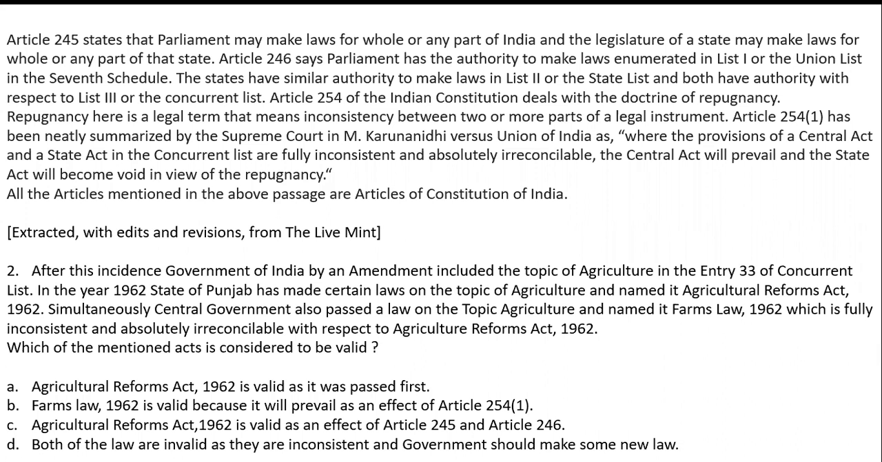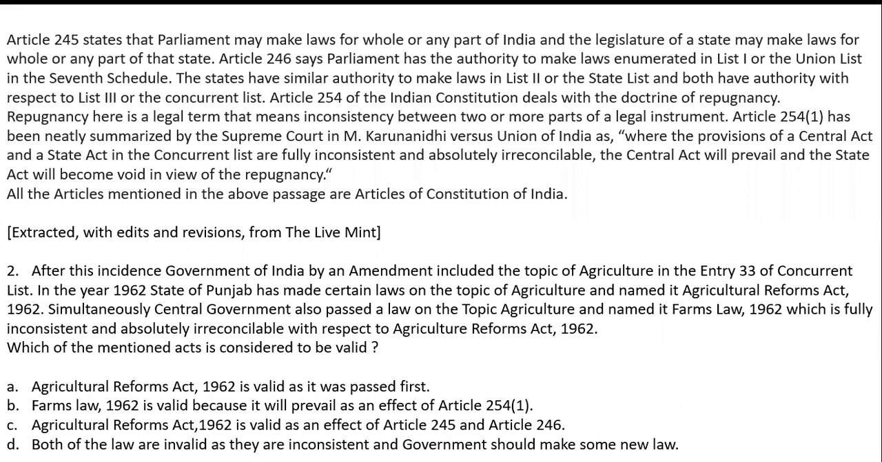Now, as one person has also mentioned the answer C, let's check it also. Option C states that Agricultural Reforms Act 1962 is valid as an effect of Article 245 and Article 246. Okay, but one point which we have discussed is missing here. While discussing Article 254, we have discussed that if the laws passed by central government and by state government are fully inconsistent and absolutely irreconcilable, then first thing is that the central act or the law passed by central will prevail.